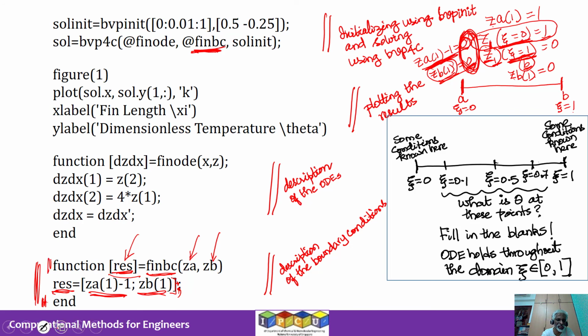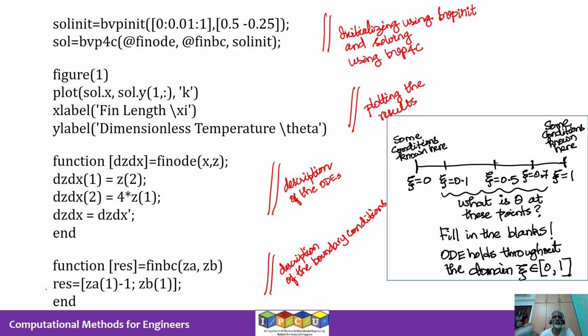So all of this that you see here is put in a single M file. Basically, it contains 4 parts. Initializing using BVP init and solving using BVP4C. Once you get the answers, this is plotting the results part. So this segment plots the results.